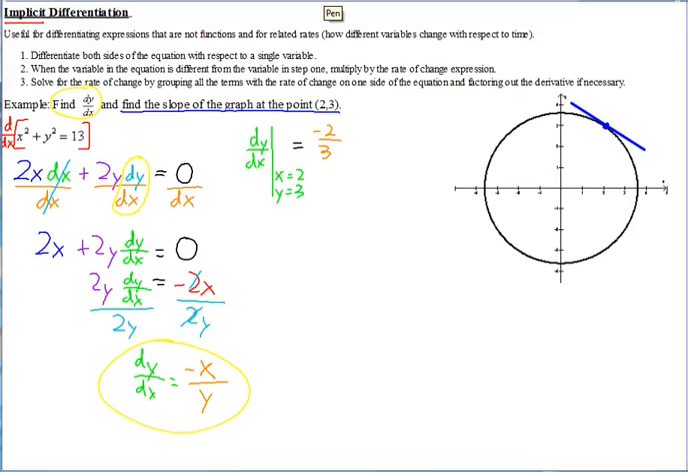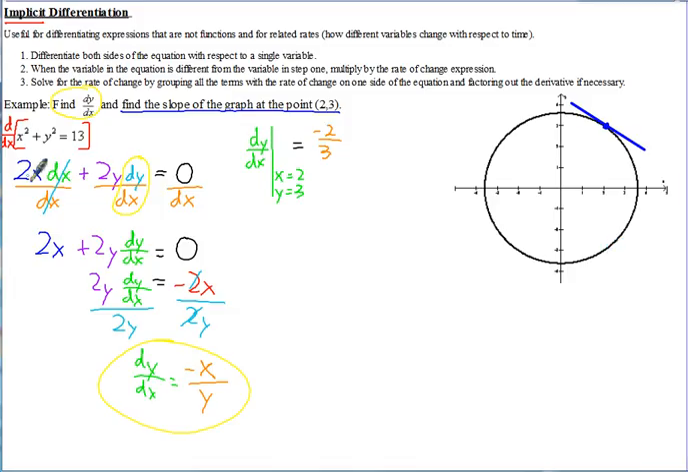Now, to see why it's necessary to plug in both x and y in the derivative, if you just plugged in 2 for x, if your derivative only had x in it, well, x was 2, you wouldn't know whether you're talking about this point here at 2, 3 or this point down here at 2, negative 3. So that's why you're going to see the derivatives here have both x and y in them, because there's more than one point with the same x coordinate on things that are not functions.